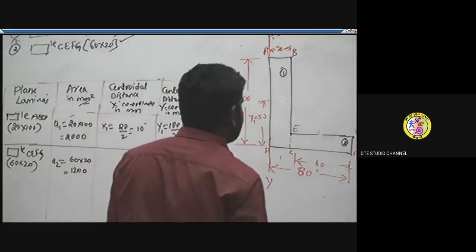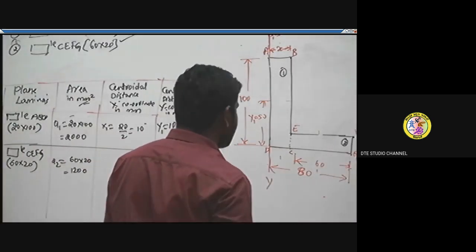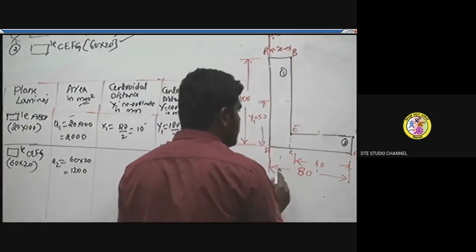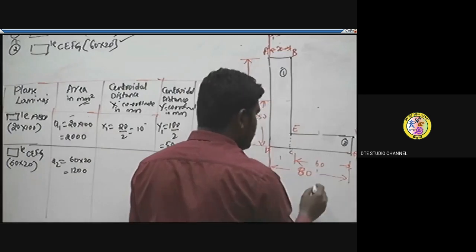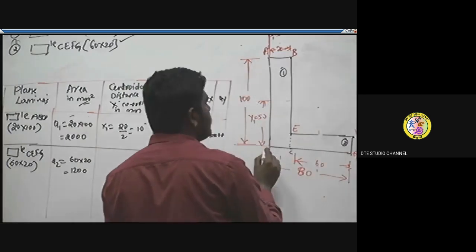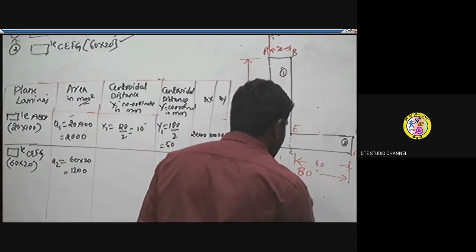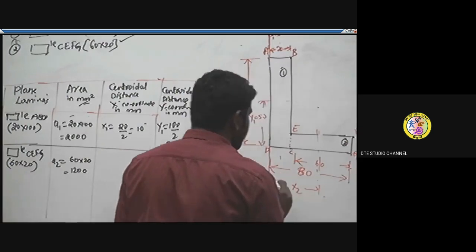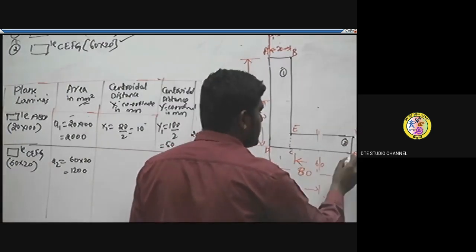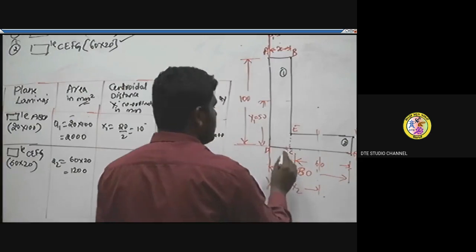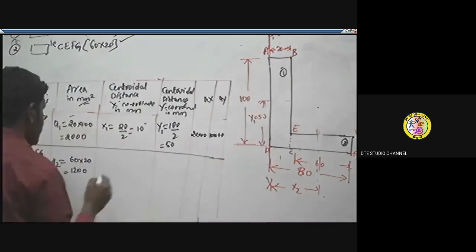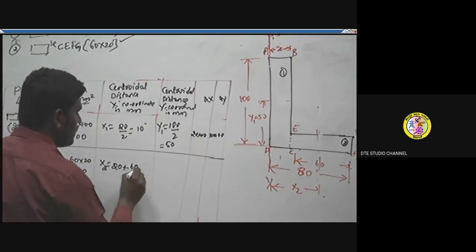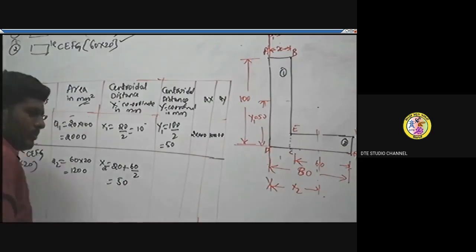Similarly, we'll find the x coordinate and y coordinate distance for this second lamina. The x coordinate distance with reference to the leftmost line, the y axis, will be half of its length, that is 60 by 2, plus this 20. So x2 is calculated like this: the distance from the reference line to half of its length, 60 by 2, plus this distance of 20. X2 is equal to 20 plus 60 by 2, that is 30 plus 20, which is 50 mm.